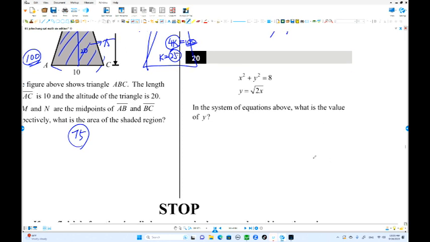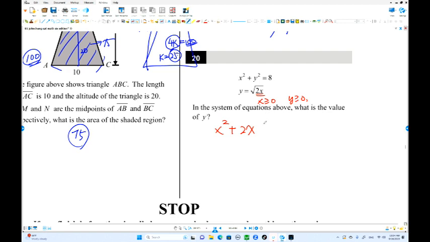Number 20, x squared minus y squared is 8. Y equals square root of 2x. What is the value of y? Okay, after you find the value of x, find the value of y. That's okay too, because y is expressed as the square root of 2x already. So y squared equals how much? So we can say y squared is 2x. Yeah? But you know that x should be positive, right? If x is negative, it's undefined. So also y is positive, you know that.